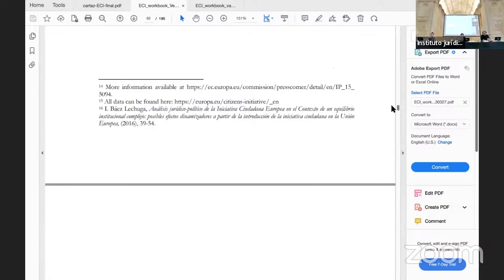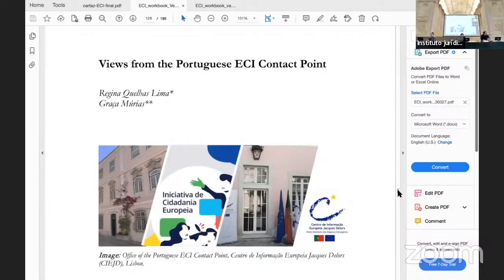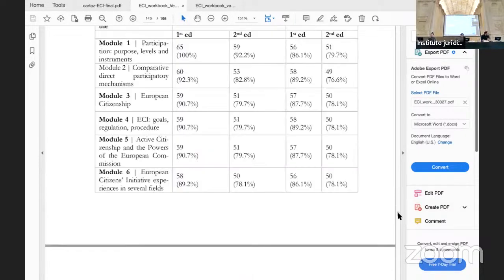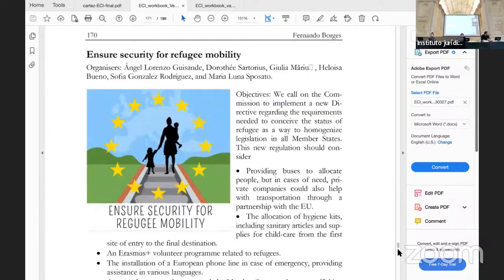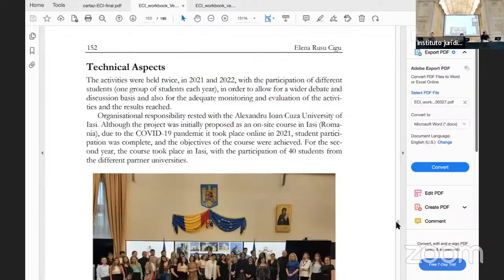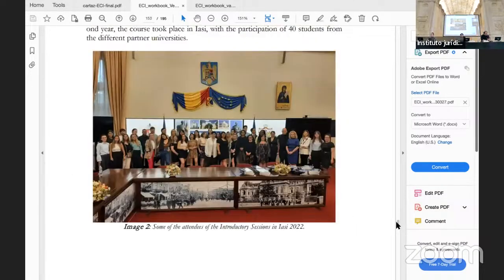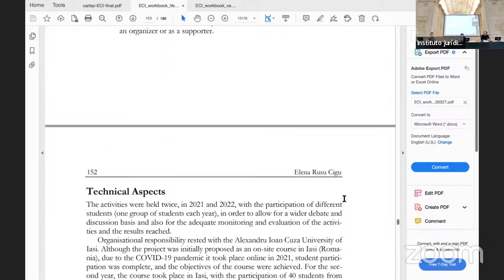So this is the final product, 195 pages, and as you can see, it has graphics, numbers, tables, and also, which I think is very important, some pictures from students. For example, the ones who went to Romania. I see some familiar faces here, by the way. Nice.